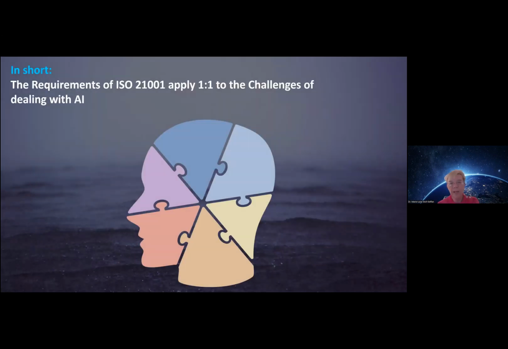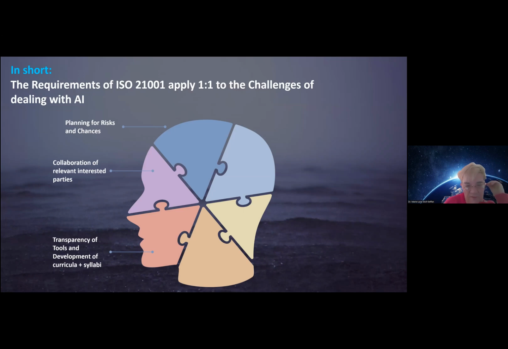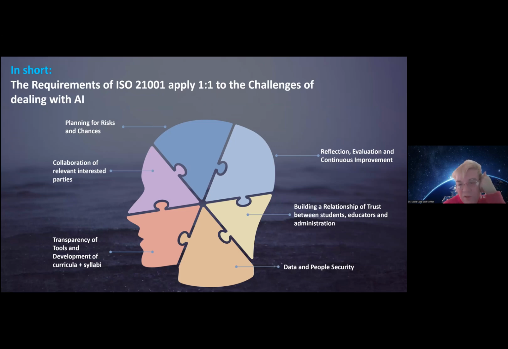So in short, the requirements of 21001 apply one-to-one to the challenge of dealing with AI. For example, planning for risks and chances, collaboration of relevant interested parties, transparency of tools and development of curricula and syllabi, reflection, evaluation, and continuous improvement, building a relationship of trust between students, educators, and administration, data and people security, and last but not least, the top management has to be responsible, has to take this role of full responsibility of everything that I mentioned.